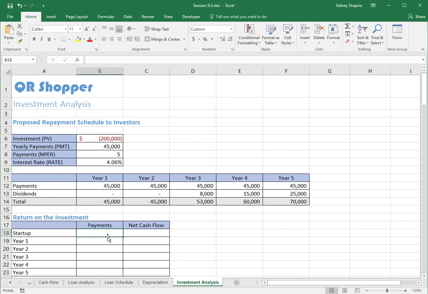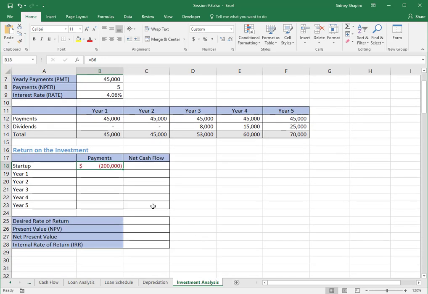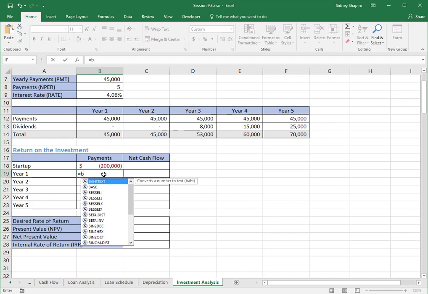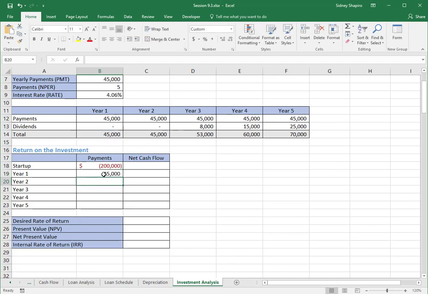Okay, so let's go in B18, enter the formula equals B6. That's the initial investment value. In cell B19 to B23, we're going to put in the following formulas to reference the annual payments to investors. We're going to put in equals B14 in cell B19. So that's for year 1.